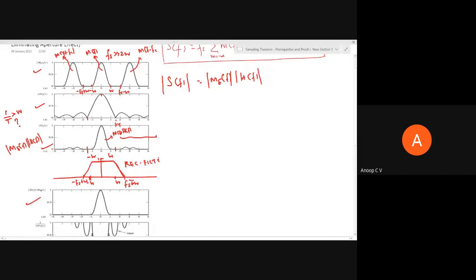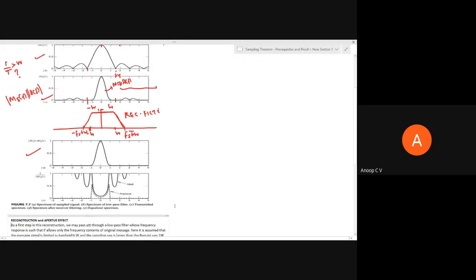If you pass this through a reconstruction filter like this, we'll get H of f into M of f. But the problem here is that H of f provides different gains for different frequencies. If you take the inverse Fourier transform of H of f into M of f, it won't be equal to m of t. It will be a distorted m of t. That distortion is called the aperture effect.